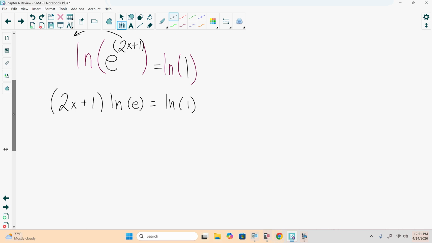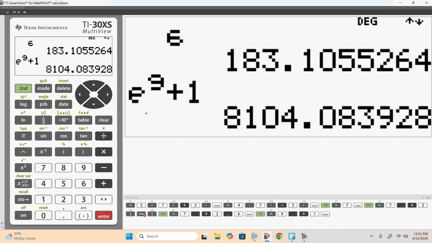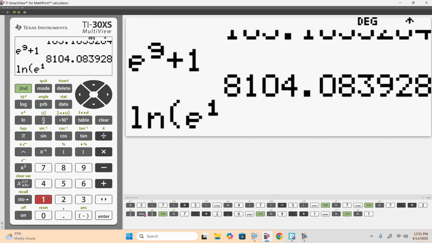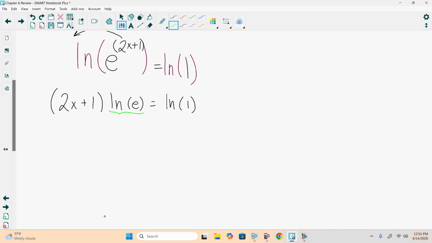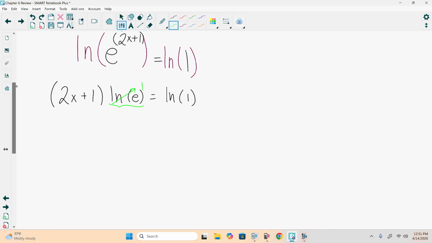Now, part of the reason we applied the natural log to both sides is because of the natural log of e. So we can grab a calculator, say the natural log of e to the first, or just e, is 1. So this is going to simplify to 1, giving us 2x plus 1 times 1, which is just 2x plus 1.